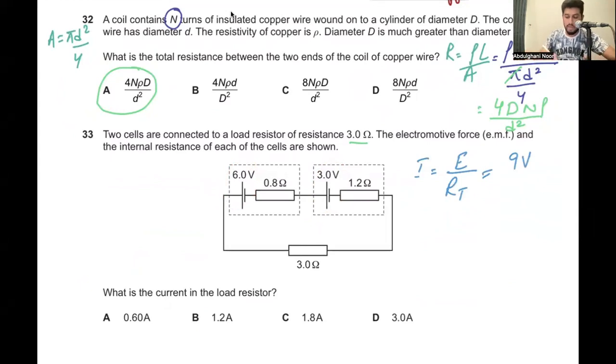तो ये add हो जाएंगी. 6 वोल्ट भी चाहता है करंट ऐसे फ्लो करे, 3 वोल्ट भी चाहता है करंट ऐसे फ्लो करे, तो दोनों सम हो जाएंगे. तो टोटल ईएमएफ 9 हो गया. टोटल रेजिस्टेंस की अगर हम बात करें 1.2 plus 0.8 which is 2, and then you have 3 ohms. So 9 volts divided by 5 ohms. And that gives you 1.8 amperes. So the answer is C, 1.8 amperes.